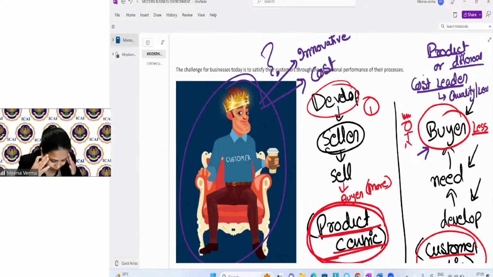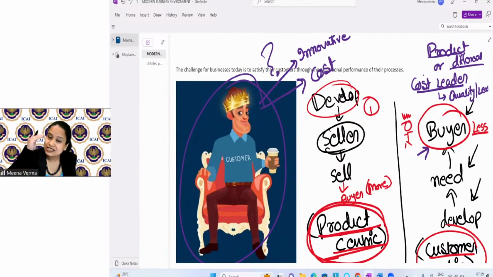It's a challenge to think about it, right? That your value chain should be innovative, right? It's a challenge. And the second thing is that producing the best quality product at the least cost is also a challenge. Right? Producing the best quality product at the least price is also a challenge. So now you can see this new modern business environment is a challenge, right?